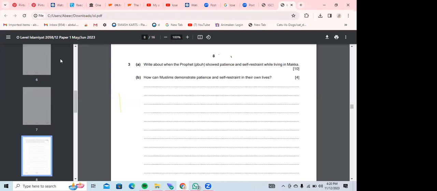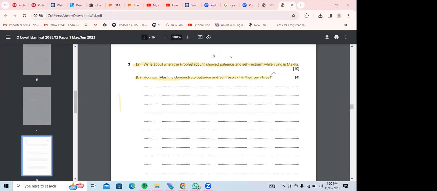So now we are on question number 3. After questions 1 and 2, there are 3 more questions, and from those you have to do only 2, so one will be of choice. Question number 3 is: write about when the Prophet, peace be upon him, showed patience and self-restraint when living in Makkah. And part B: how can Muslims demonstrate patience and self-restraint in their lives now?